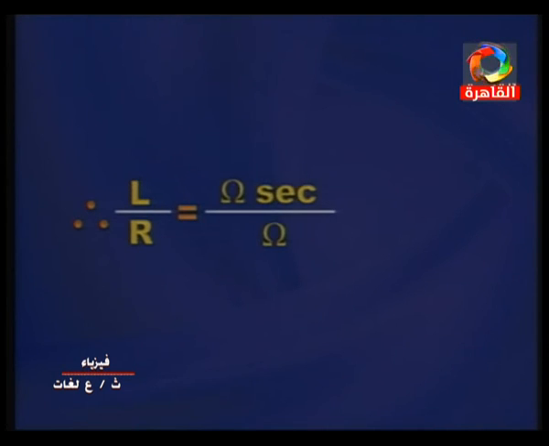Once again, talking about L over R: the unit of L, we proved, is ohm second, and of R is ohm. So ohm will be crossed out. So we proved that L over R has a unit of time, second.